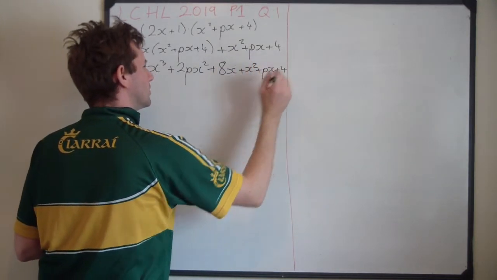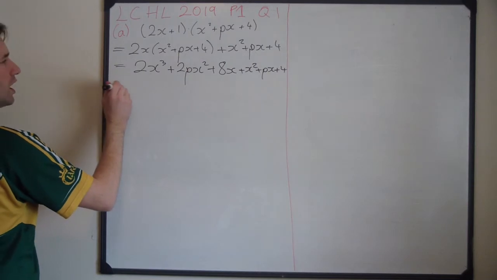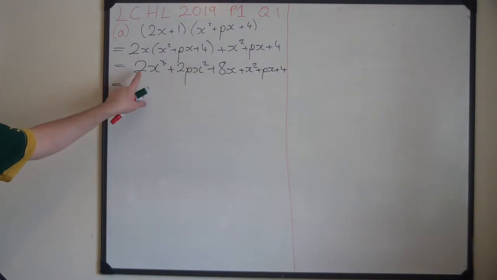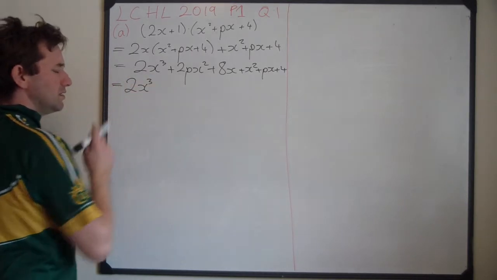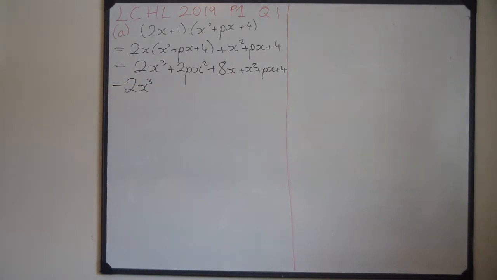Now what we're going to do is gather terms. So how many x cubed have we got? 2x cubed. And this next bit isn't complicated, but the question is, how is it that 2px squared plus x squared is (2p plus 1)x squared?